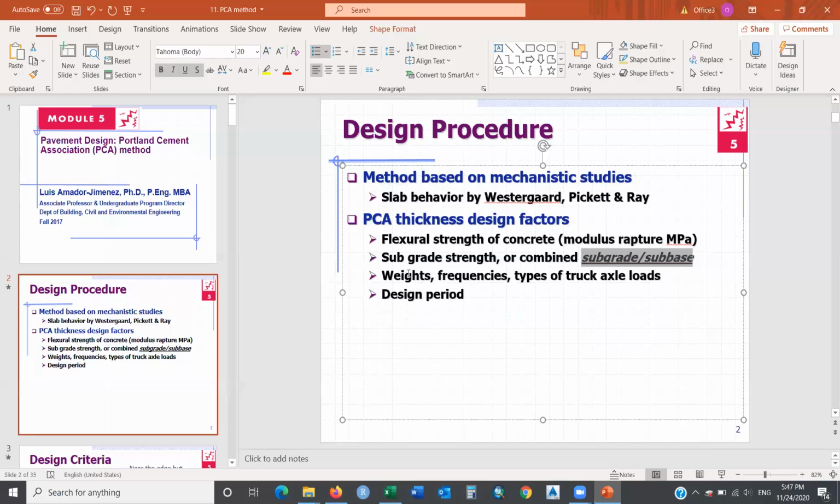We also have the weights, the frequencies, and the type of axle loads from the trucks. So this is different from the ESAL. In the ESAL, you take all the axles from different trucks and you use the load equivalency factor to express them as a standard axle. In this case, you don't do that. Instead, you keep the axles separated and you estimate the amount of the life that every axle consumes from the pavement.